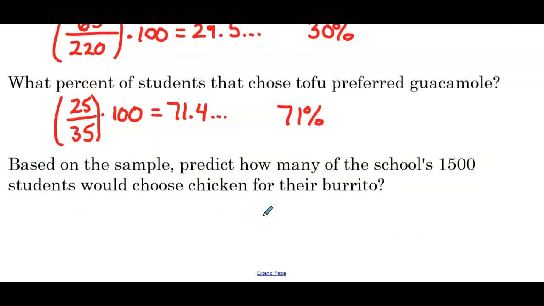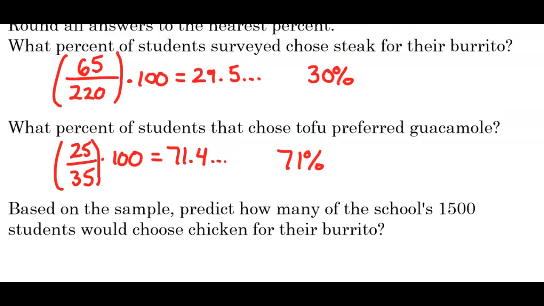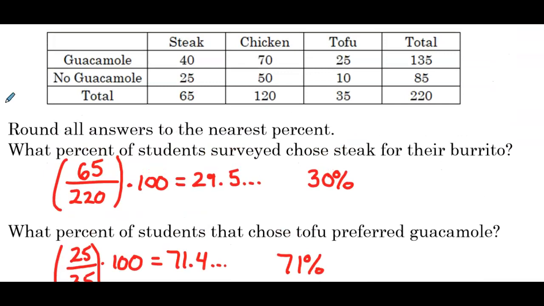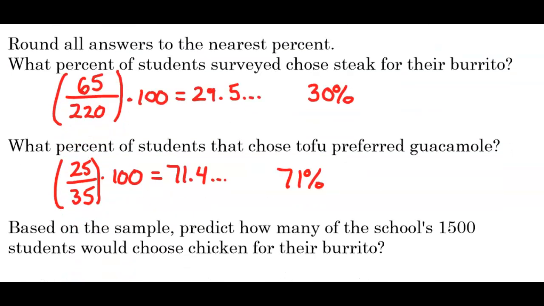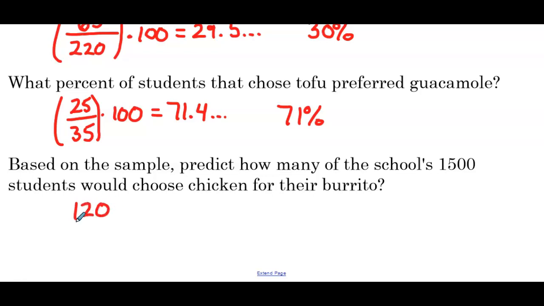Based on the sample, predict how many of the school's 1,500 students would choose chicken for their burrito. Okay, so we want to find a percentage and then multiply it by the 1,500. Okay, so let's first figure out what percent chose chicken in this survey. So 120 students chose chicken in their burrito out of the 220 students surveyed. So 120 out of 220. Okay, so this gives us the decimal equivalent of the percentage, which is what we need.